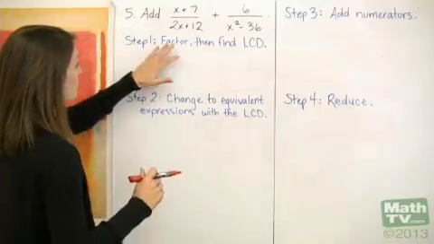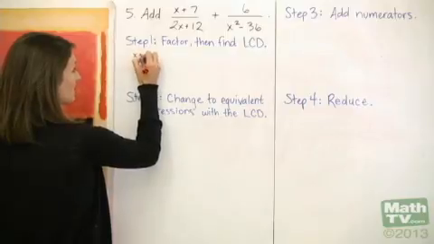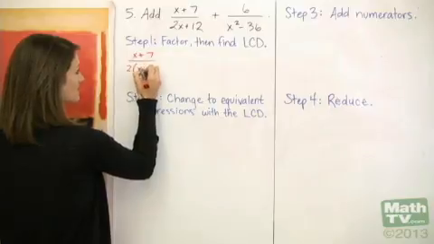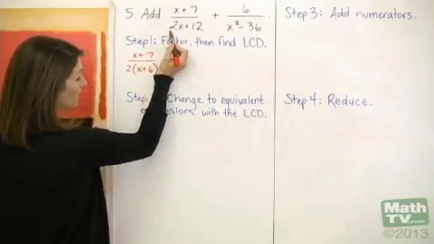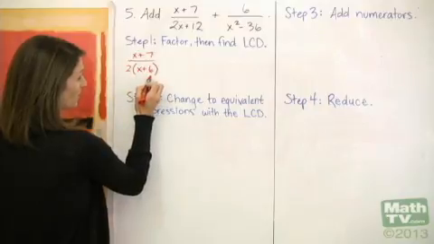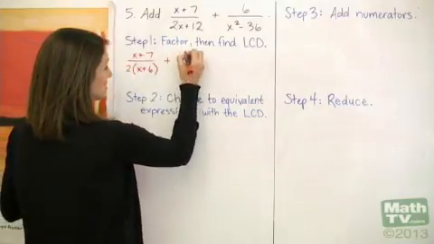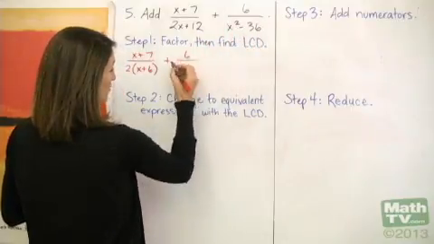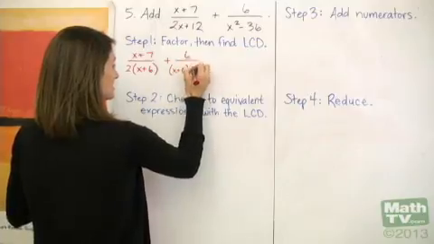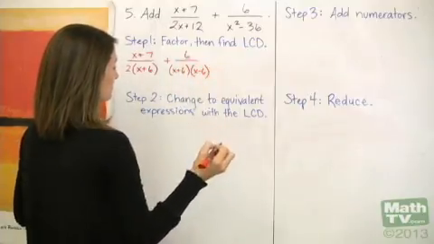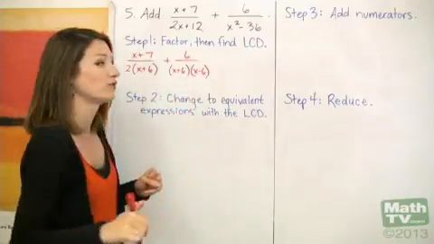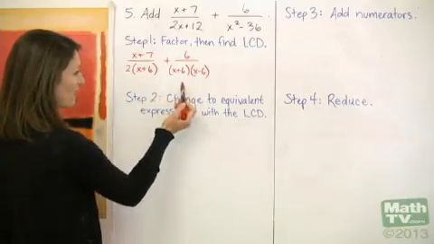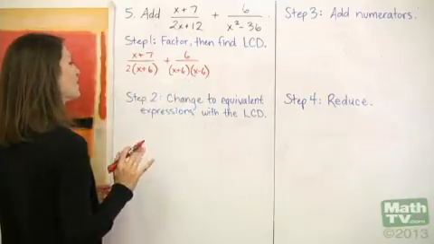So factoring these gives x plus 7 over 2x plus 12 factors to 2 times x plus 6. We've divided out this 2, and that leaves us with this denominator. Now our second expression, 6 over x squared minus 36, this denominator factors to x plus 6 times x minus 6. So we can look at the factors here in both denominators in order to find our lowest common denominator, which includes the factors that are present in both denominators.